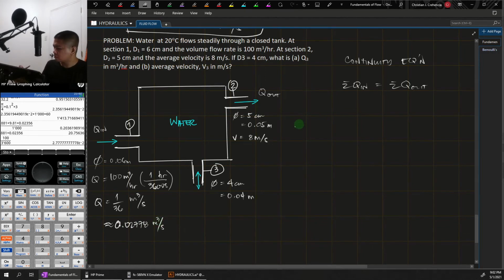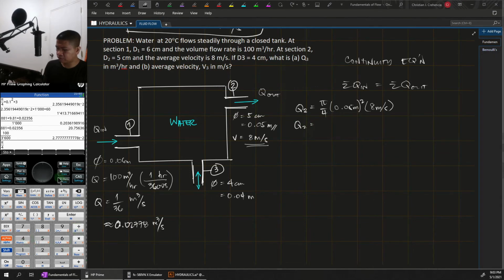Okay, so given the velocity, we can solve for Q sub 2. Q sub 2 is equal to area times velocity, no? So naka-meter kasi ang unit natin dito. So gawin din natin tong cubic meter. Pi over 4, area natin is pi over 4 times diameter squared. 0.05 meter squared. And the velocity is 8 meters per second. So Q2 is equal to pi over 4 times 0.05 squared, then times 8.